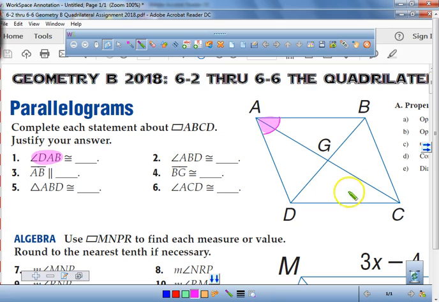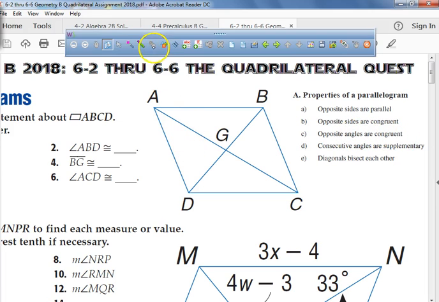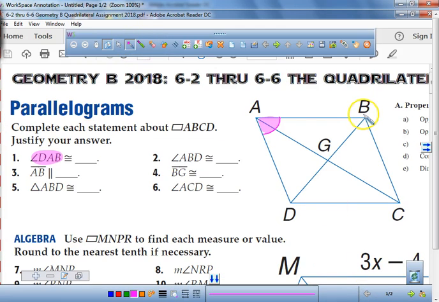Now, if we go to our properties, you guys right here see letter C, opposite angles are congruent. Opposite angles are congruent. So which means this angle right here would have to be congruent to the angle that is opposite. These are considered to be opposite angles. Now, there's 2 different answers that I would accept. One answer that I would accept would be angle B, C, D. The other angle that I would accept would be angle D, C, B.